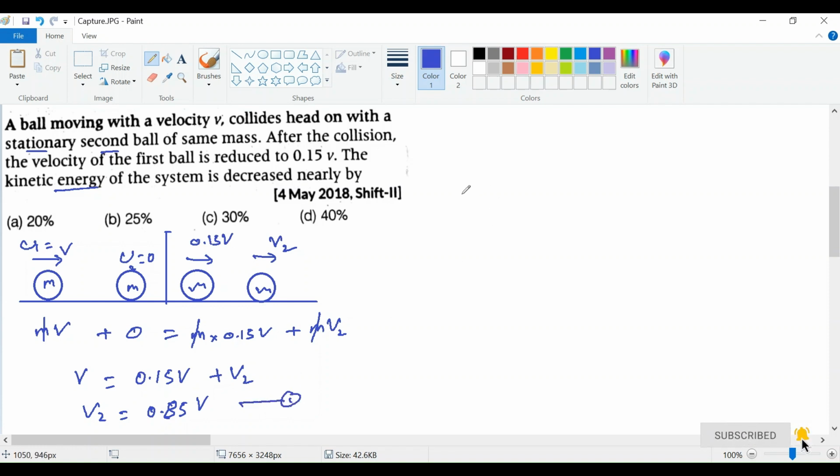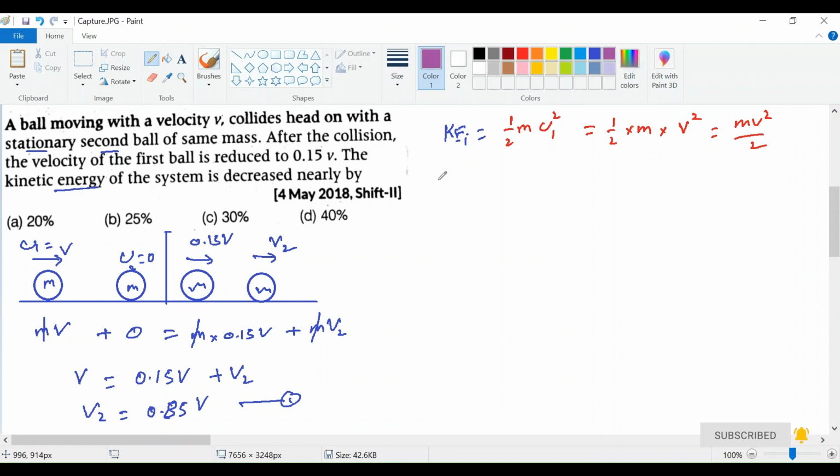So you got v2, right? V1 is already given. Now we can find the total energy, since the kinetic energy of the system decreased nearly. The initial kinetic energy of the system has only the kinetic energy of the first body, and the second body's kinetic energy is 0. So it is half m u1 square, because u2 is 0. u1 is v, so it is basically mv square by 2. This is the initial kinetic energy.